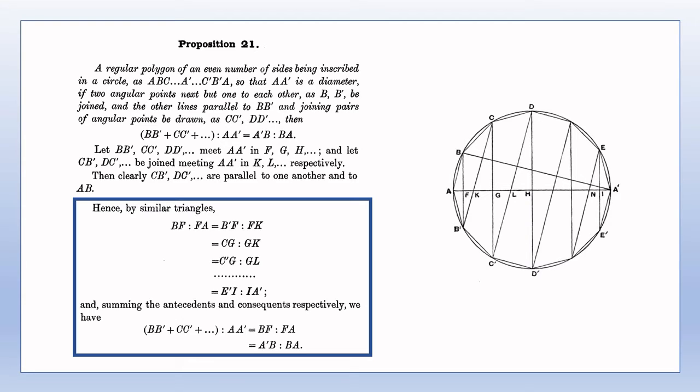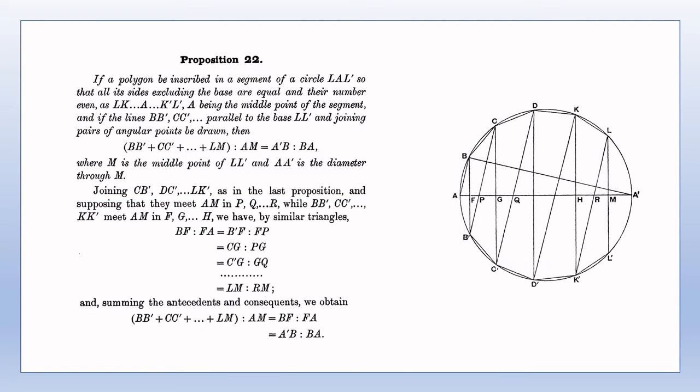And since BB primed and CC primed are parallel, then angles FB primed K and KCG are equal by Euclid 1.29. Angles FKB primed and GKC are equal by Euclid 1.15. And of course angles B primed FK and KGC are both right angles. Therefore, since triangles FB primed K and KCG are equiangular, then by Euclid 6.4 they're similar. The similarity of the other triangles can be shown in a similar way, which gives rise to the series of equal ratios as shown. And then using Euclid 5.12 the result follows immediately. The proof of proposition 22 works in more or less the same way as proposition 21.